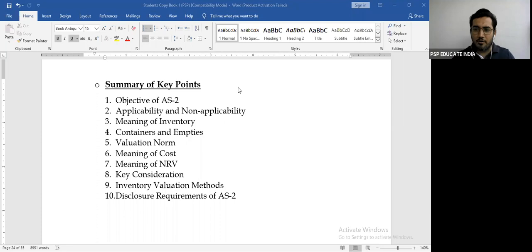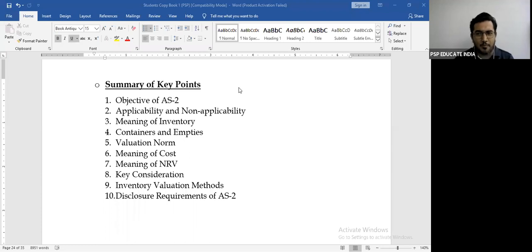Then we understood that one very important table, that fixed production overheads will always be recorded using the normal capacity of production. What is the meaning of normal capacity of production? It means the estimated number of units that can be manufactured, taking into account planned level loss of units due to planned level of maintenance. However, this is taken under normal circumstances and not abnormal circumstances such as overtimes. So that is your meaning of fixed production overheads.